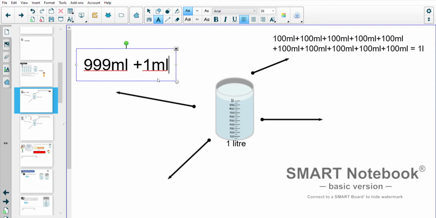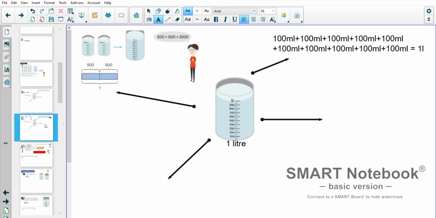How much can you add to this piece of paper? How many different ones can you do? Pause the video now. Off you go. Okay, I'm really excited about which ones you came up with. One of the ones that we came up with was a nice and simple one, 500 plus 500. And you can see here that we've got a bar model to show that 500 plus 500 is 1 litre or 1,000 millilitres.